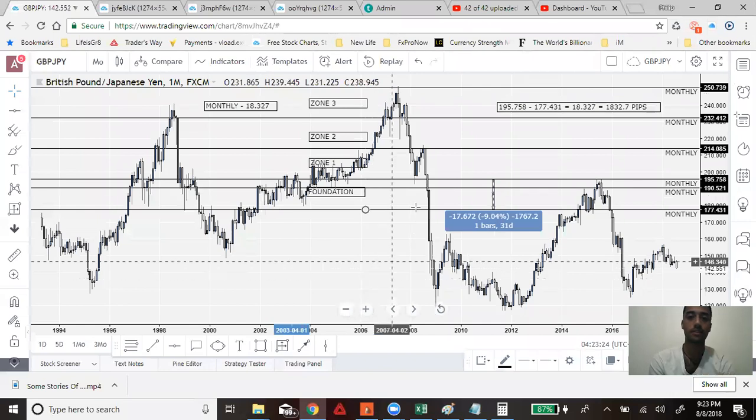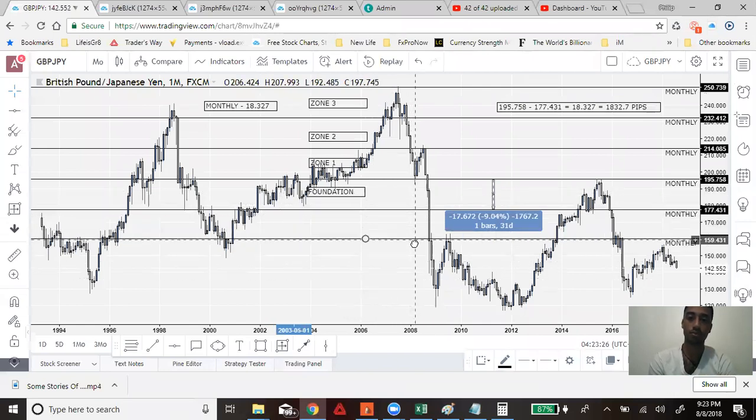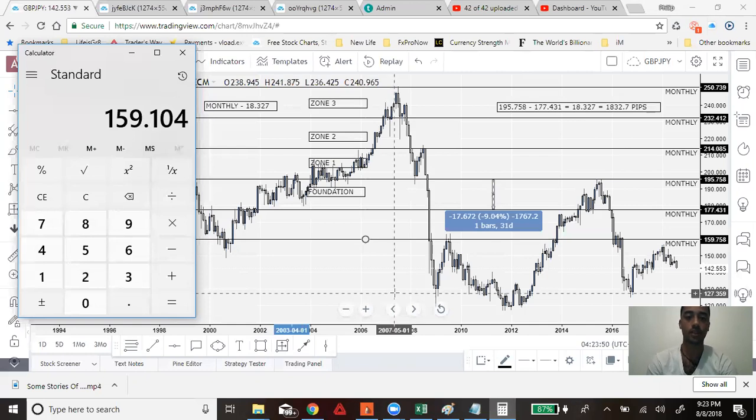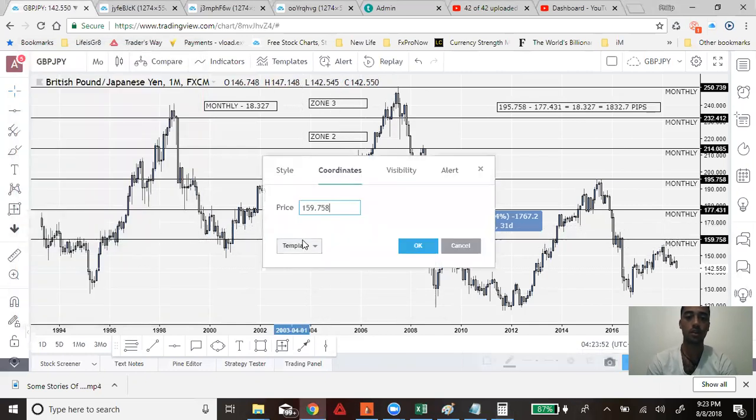Copy, paste, it's a new line. We're going to drag it down here somewhere. We're going to take that number right there and subtract our monthly range. So 177.431 minus 18.327 is 159.104.